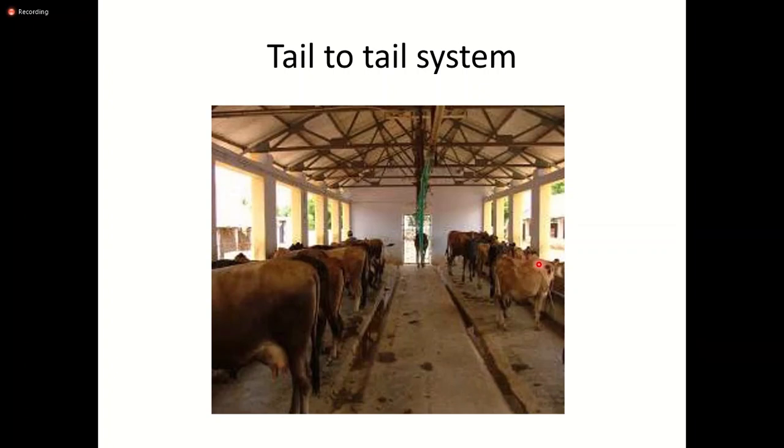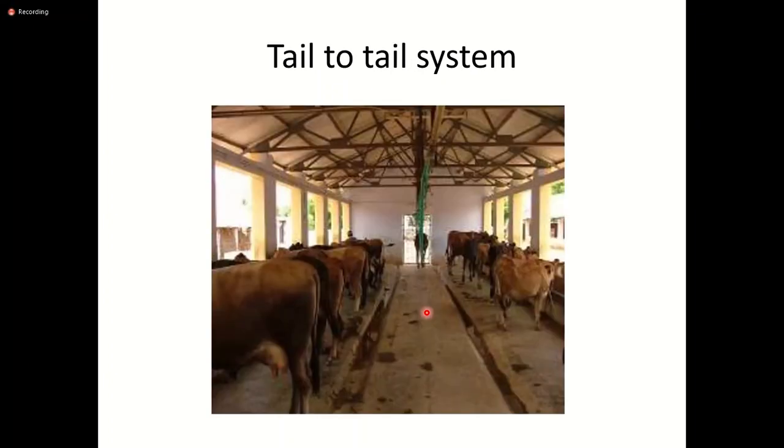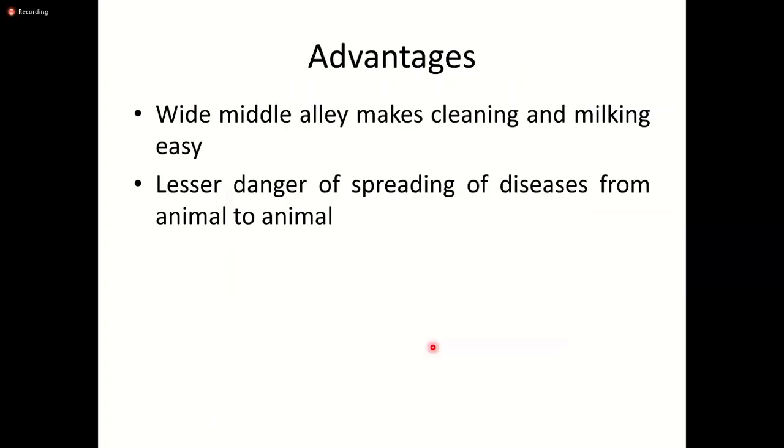However, when feeding, you have to have two separate rows for feeding purposes, because the feed is on the outer sides where the heads face outside. The milking process can be done from the middle, since the central alley plays a central role. The wide middle alley makes the cleaning process and milking process very easy, because all the fecal matter and urine are collected over here, right? So cleaning everything is easy too.